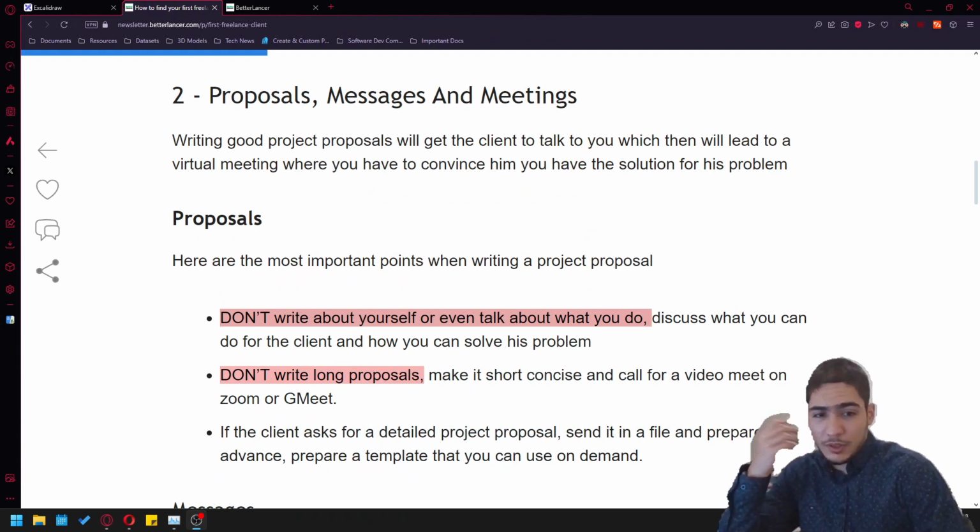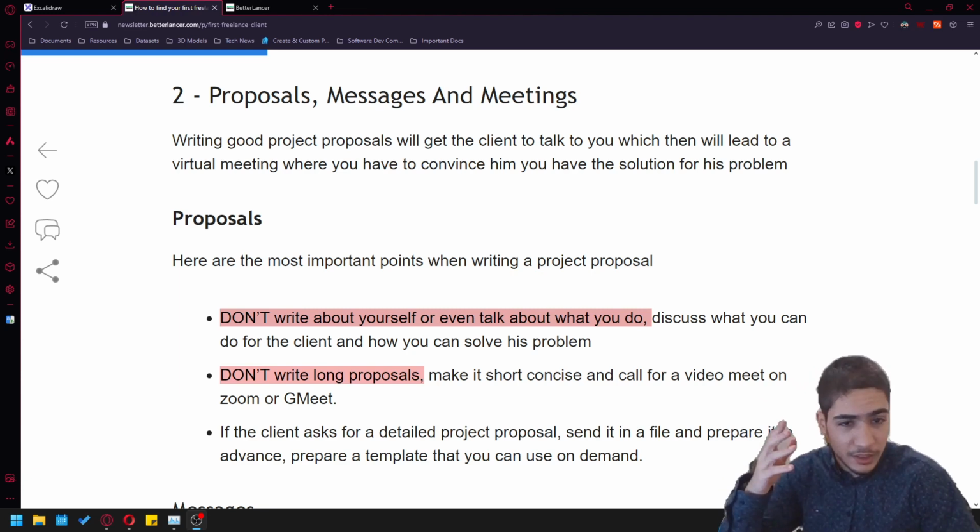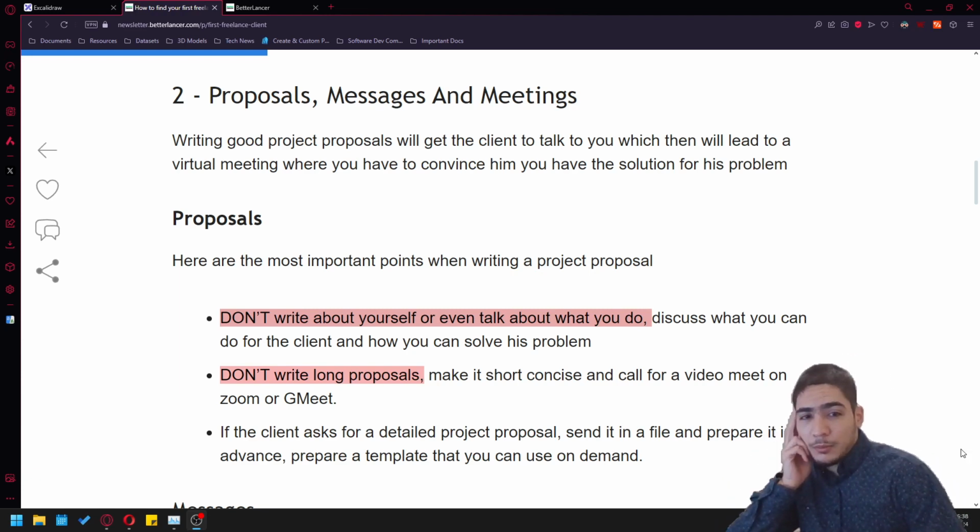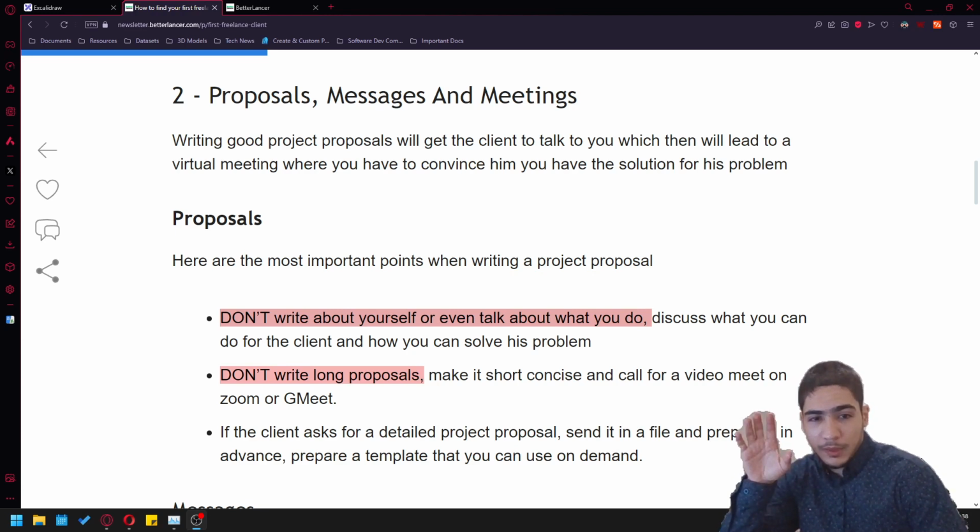And then comes the knowing you part. Once he decides that he wants to work with you, well, then you can say, well, I am a software engineer, I did this and did that. But initially, the client wants a solution for his problem. He doesn't want to know a new person. This is not a meeting app, this is a professional working app. He has a problem, he wants a solution.